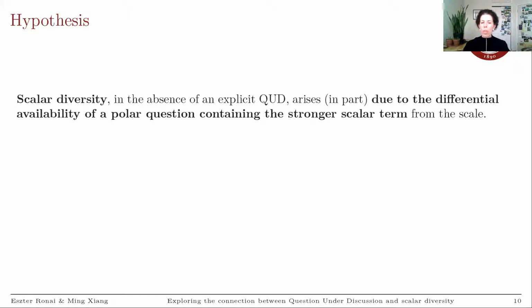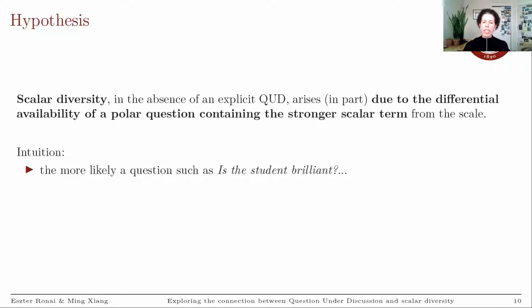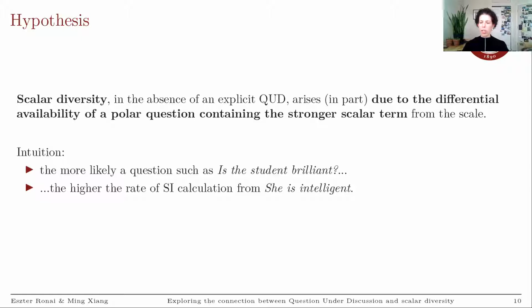Based on this, we're hypothesizing that scalar diversity, in the absence of an explicit question under discussion, arises at least partially due to the differential availability of a polar question that contains the stronger scalar term from the scale. To unpack this a bit, this is basically the intuition that the more likely a comprehender is to entertain a question such as, is the student brilliant? The more likely they will be to derive a scalar inference from the sentence, she is intelligent. So the more available, or the more common a question such as, is the student brilliant, is, the higher the rate of SI calculation from the corresponding statement, the student is intelligent.